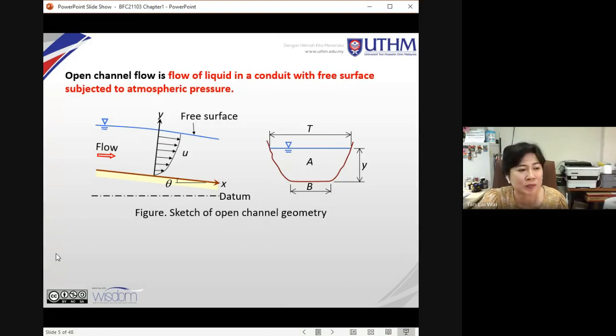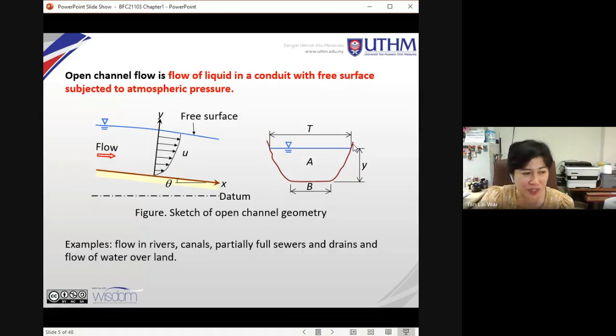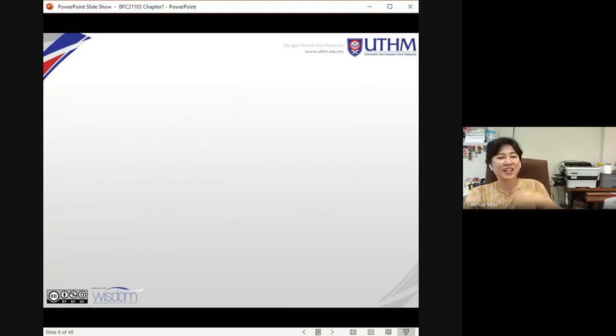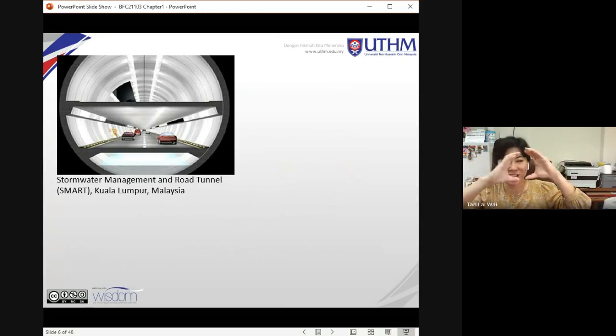Examples of open channel flow are flow in rivers, canals, partially flowing sewers, I'll talk about this, and drains and flow of water over land. Alright, now let's look at this example. This is like partially flowing in a circular channel.